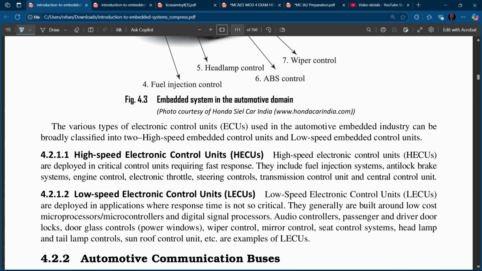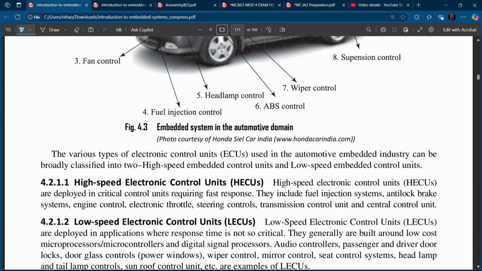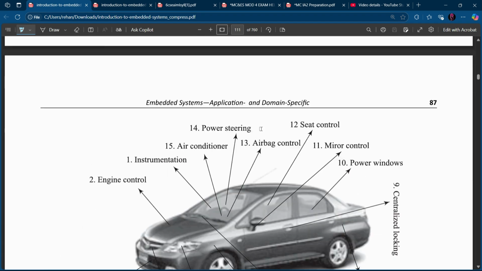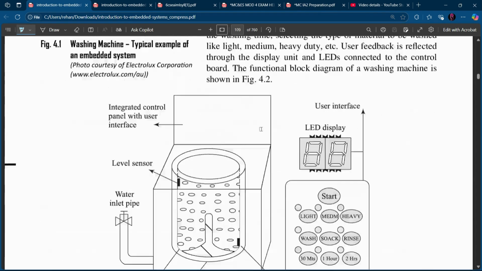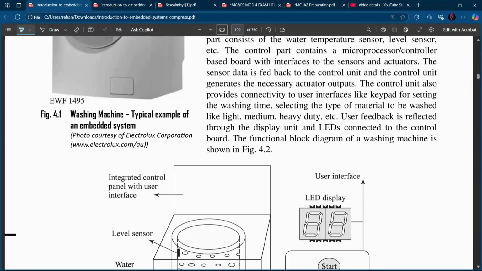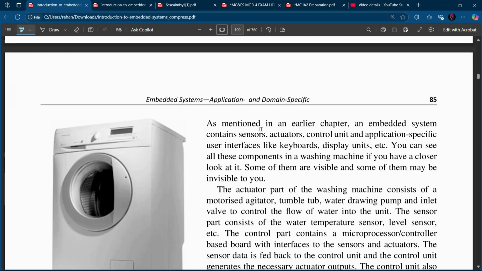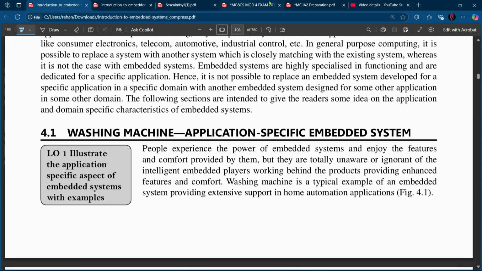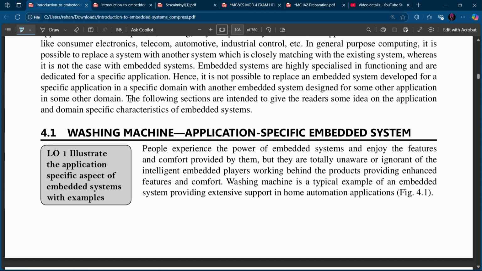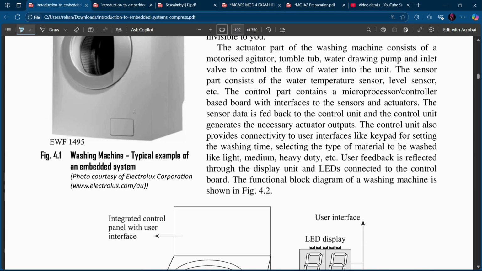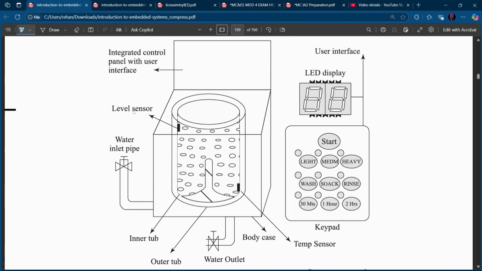So for application specific, you have to talk about washing machine. If they ask about application specific instead of mentioning washing machine, you have to do washing machine. And if they ask domain specific instead of automotive, then you have to talk about automotive. There is also a comparative differentiation in the notes which I have prepared. So let's jump into the action.